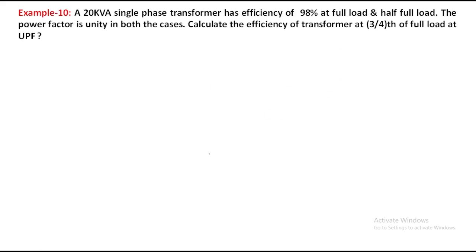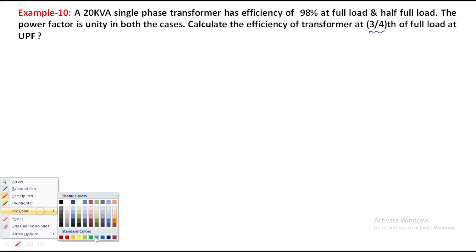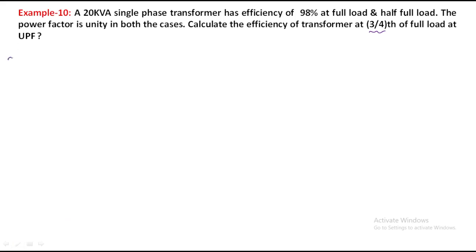Next problem: a 20 kVA single phase transformer has an efficiency of 98% at full load and half load. So this is a problem based on efficiency. The power factor is unity in both cases, and calculate the efficiency of the transformer at 3/4 of full load at UPF, right? Let's go through these problems.